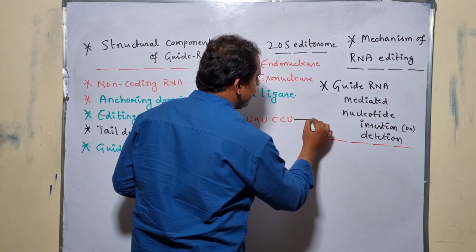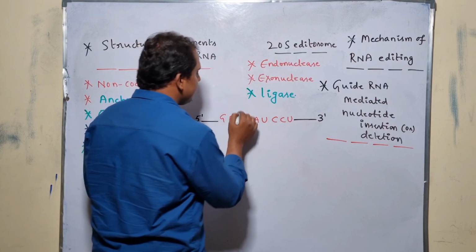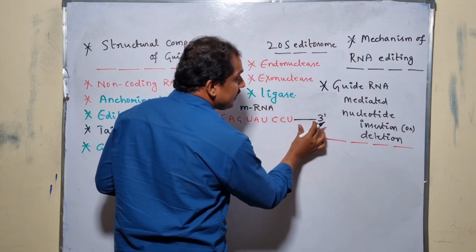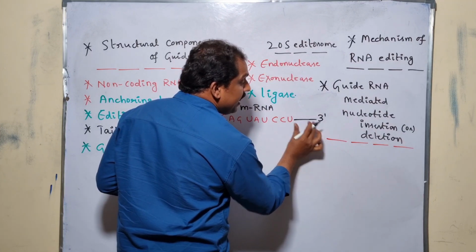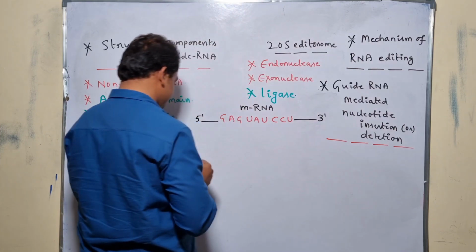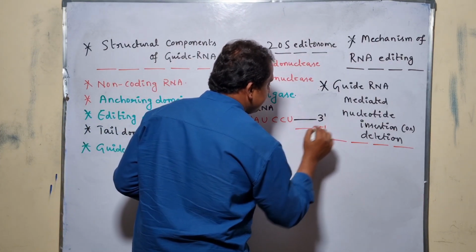And here it is nothing but what? The 3' end. Is it clear? Here it is nothing but what? The mRNA. So here the 3' terminus of the mRNA base pairs with the 5' end of the guide RNA. It is the 5' end, right?